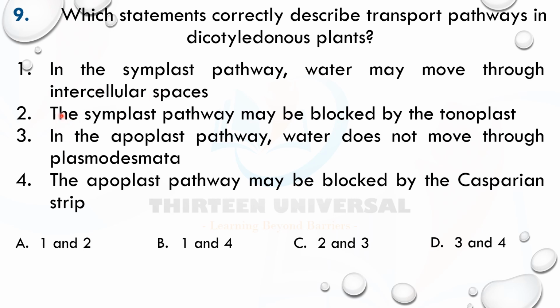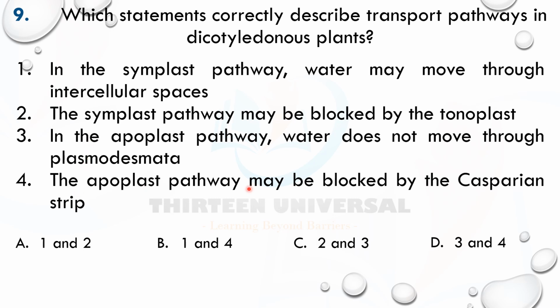Now 2 says the symplast pathway may be blocked by the tonoplast. No, this is wrong. It's not blocked by tonoplast. Tonoplast is the membrane of the vacuole and is found at the center. So number 3 says in the apoplast pathway, water does not move through plasmodesmata. Yeah, this is correct. Water moves through the cell wall. Apoplast is cell wall. Plasmodesmata is for symplast. So this is correct.